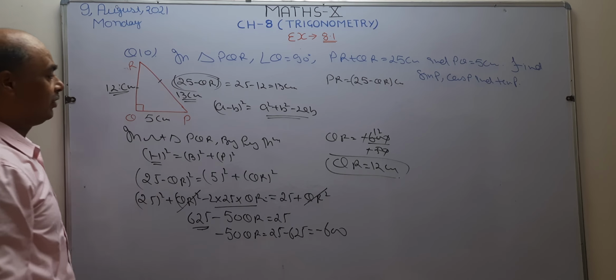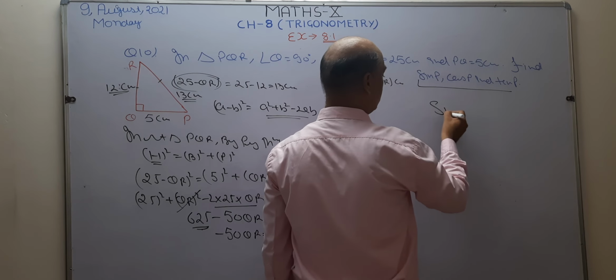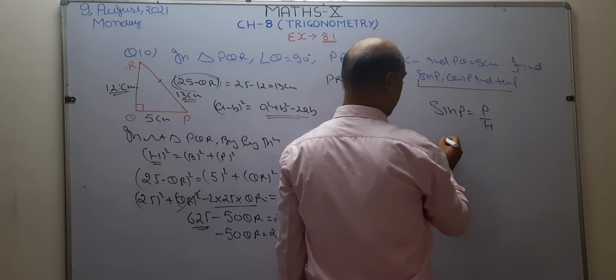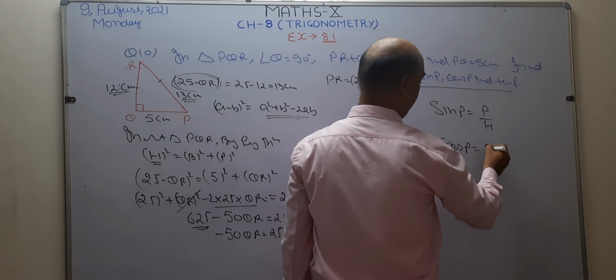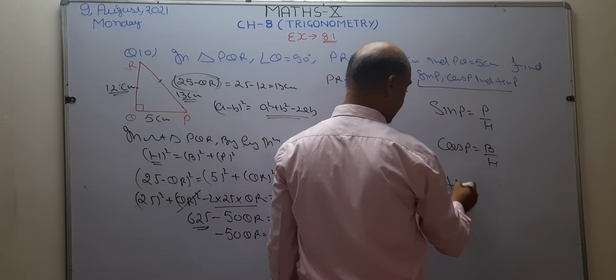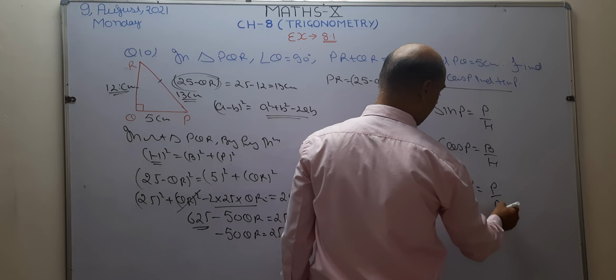Now I am going to use them one by one to find these three trigonometric ratios. First I am going to find the value of sin P. Formula is P by H. After that cos P. Finding the value of cos P, formula is B by H. After that tan P. I will find the value of tan P, P by B.